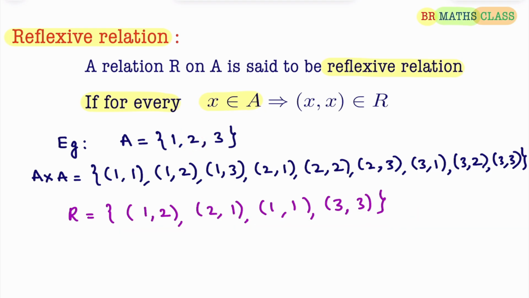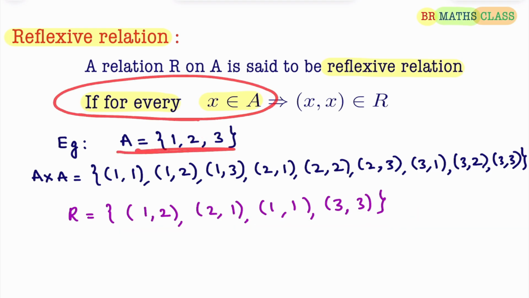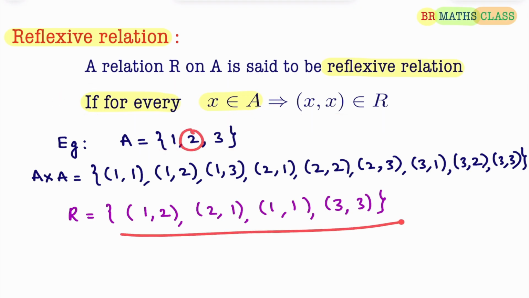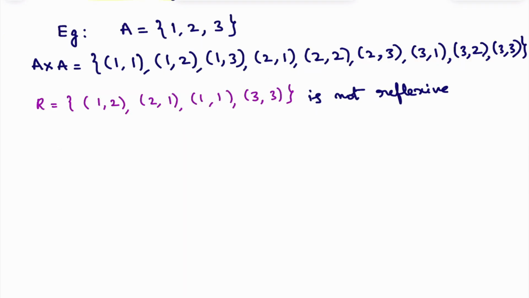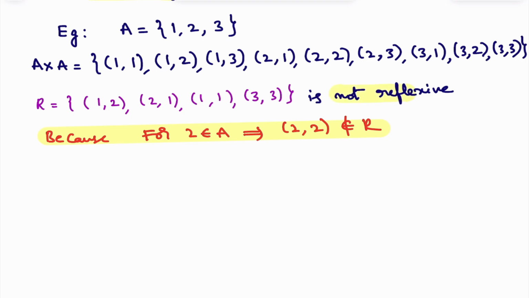So what is the actual condition? For every x in set A, x comma x must belong to the relation. But here 2 is there in set A, but 2 comma 2 does not belong to this relation. So we say that this relation is not reflexive. If you want to write the reason, you can write like this: because 2 belongs to set A implies 2 comma 2 does not belong to the relation. Because of this reason, this relation is not reflexive.